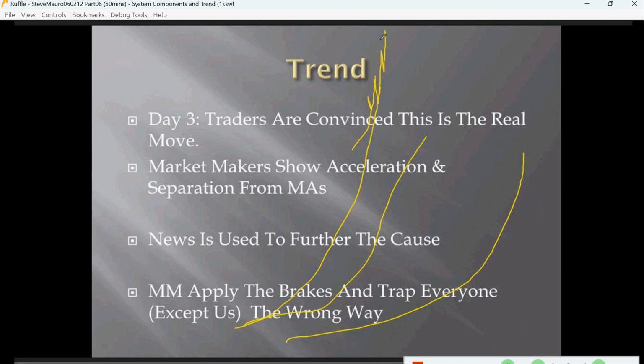Again, the news is used. There might be another announcement this week that causes it to spike higher. And then what do they do? They apply the brakes and trap everyone except us going the wrong way again. They might do that with an aggressive outside structure. They'll hit it high, pull back, and then hold off the level. And everybody validates that in their mind, that it's going higher. Okay?